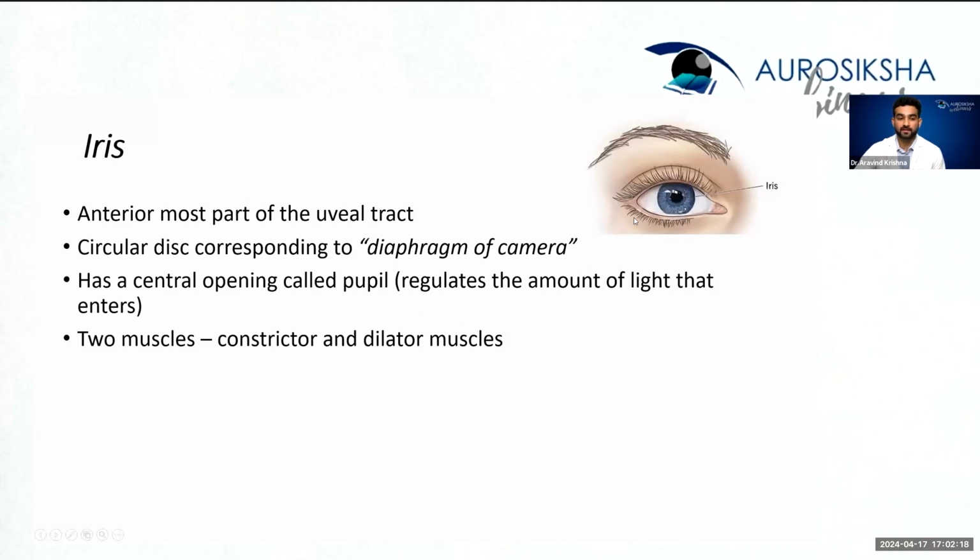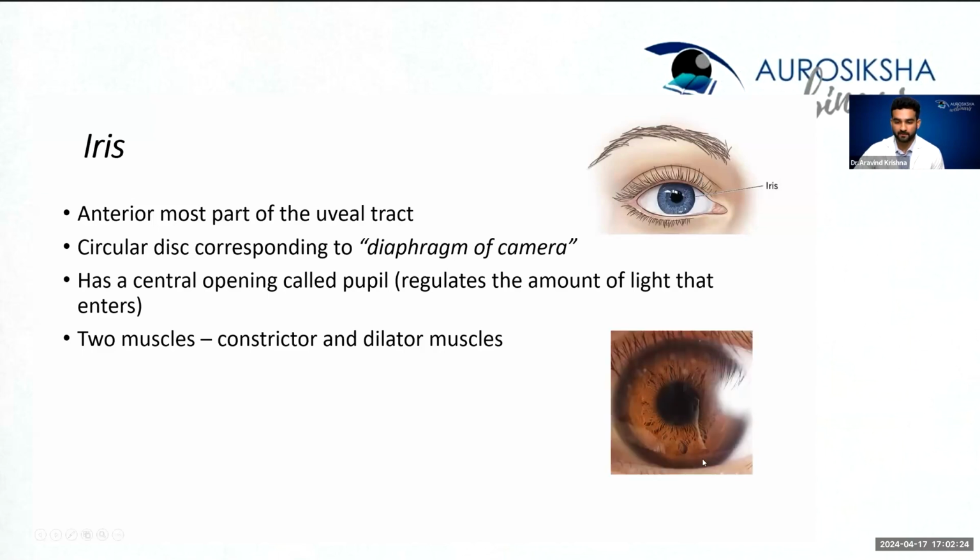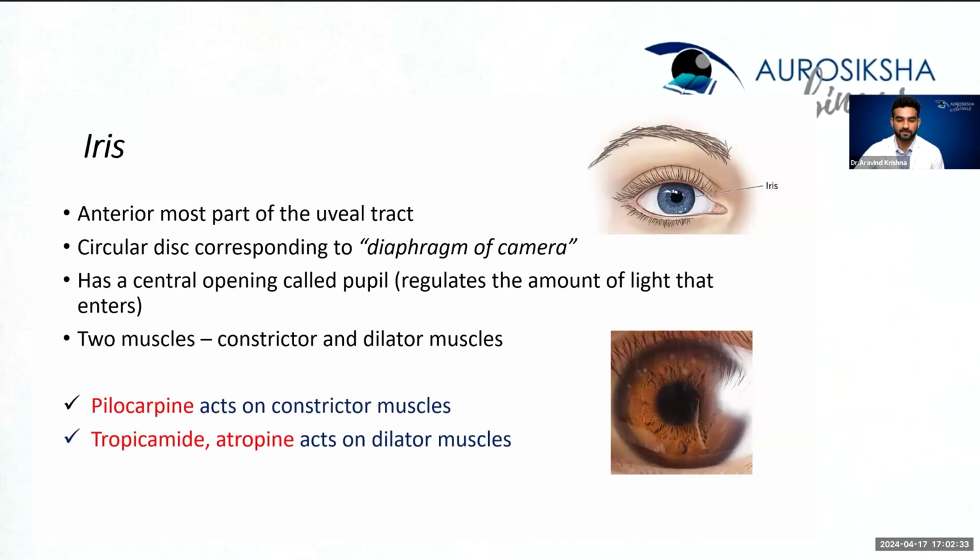So the iris is the anterior-most part of the uveal tract. It is a circular disc corresponding to the diaphragm of a camera. It has a central opening called the pupil, which regulates the amount of light that enters. It has two muscles, a constrictor and a dilator muscle. The significance of this is drugs like pilocarpine, which is an anti-glaucoma drug, act on the constrictor muscles, while tropicamide and atropine are dilators, and they act on the dilator muscles.